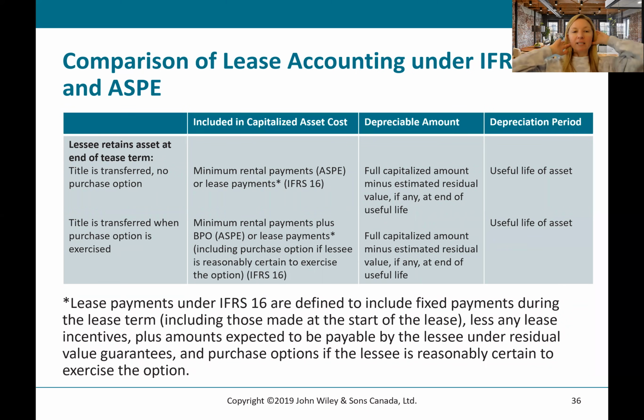If the lessee retains the asset at the end of the lease term, so if the title's transferred and there's no purchase option, then we would use the minimum rental payments, and the depreciable amount would be the full capitalized amount minus any estimated residual value. So we'll look at an example here where we are going to keep the asset at the end of the term, but we think the asset still has an extra 2 years left. Then we would subtract that out from the depreciable amount.